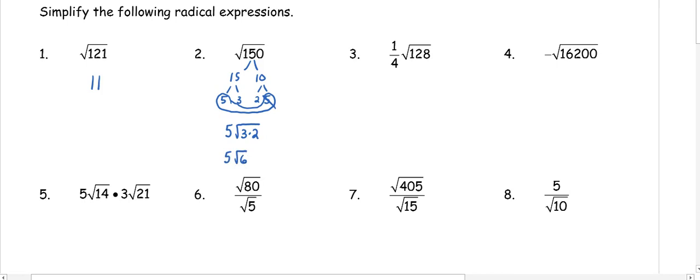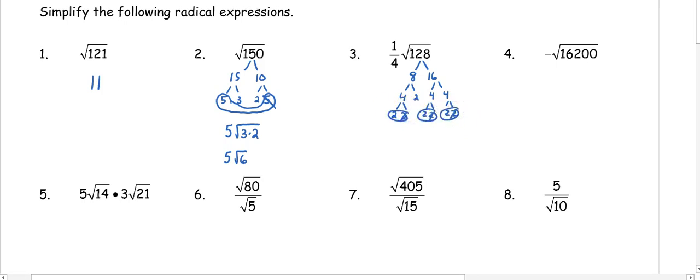In number 3, I need to break down the square root of 128 first, and then I'll deal with the 1/4. So 128 breaks down into 8 and 16. 8 breaks into 4 and 2. 4 breaks into 2 and 2. 16 breaks into 4 and 4. And each of those 4s break into a pair of 2s. So when I'm looking at my pairs, I have a pair of 2s, a pair of 2s, and a pair of 2s.